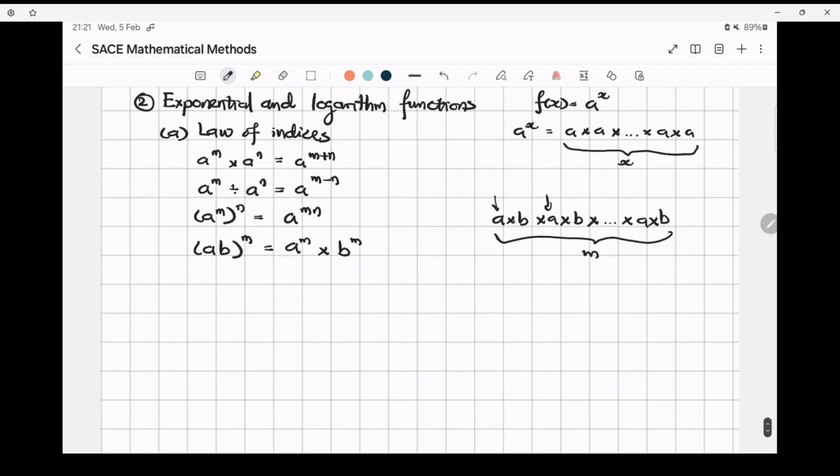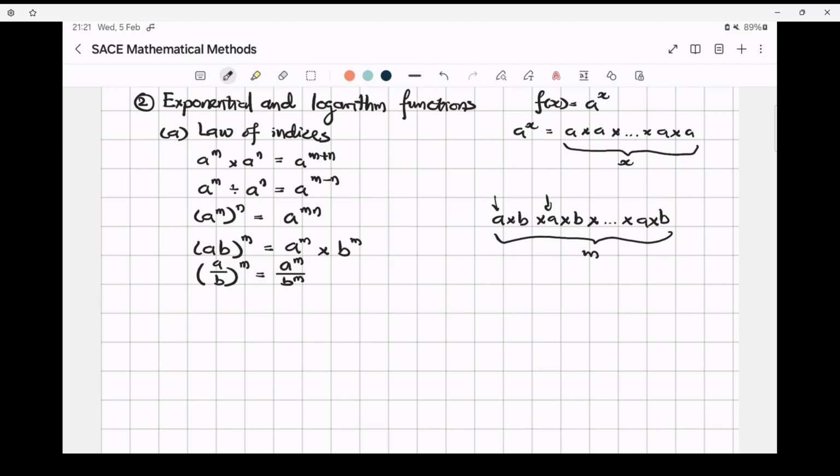So similarly, I suppose I don't need to illustrate anymore for this particular case. If you have a divided by b, power m, then it will be a power m divided by b power m. So it's the same logic as before.